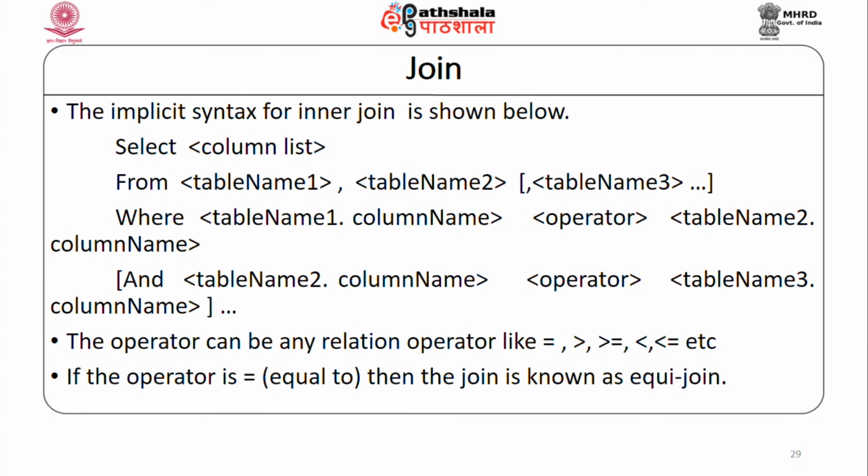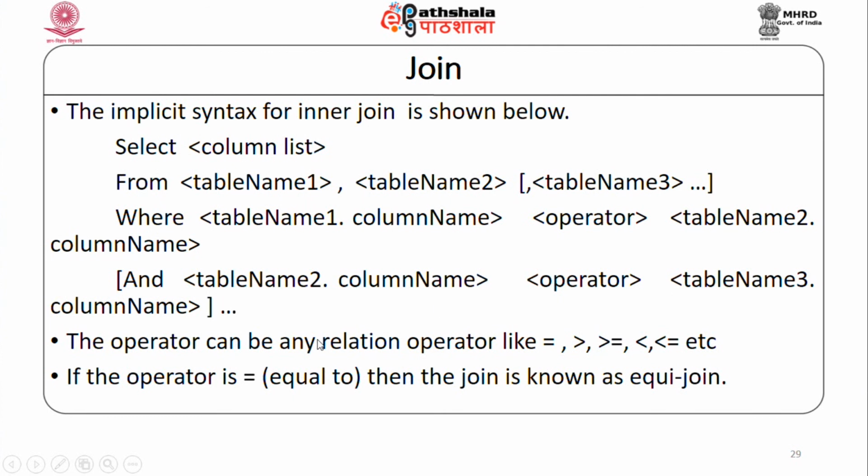You can use any of the syntaxes, but the general syntax for join is: select column list separated by commas, from table name 1, comma, table name 2, or as many as you like separated by commas, where table name 1 dot column name, then you provide an operator, table name 2 dot column name, and optionally you can write AND again table name dot column name operator table name dot column name.